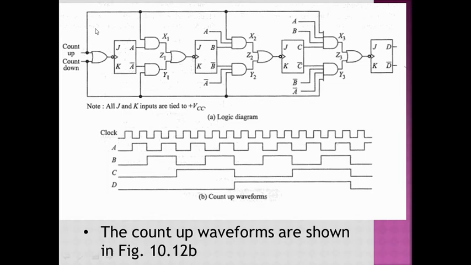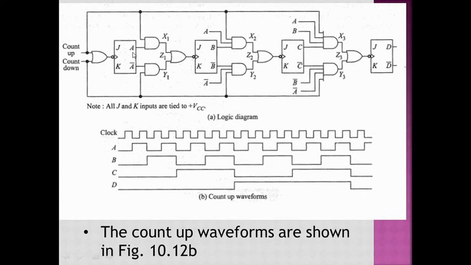Count up line is already ground. So the clock pulse cannot pass from X1, X2, X3. X1, X2 and X3 are going to be disabled. The only way the clock pulse can pass is through Y1, Y2 and Y3, because these gates can be enabled. The clock pulse can steer through Y1 to flip-flop B, Y2 to flip-flop C and Y3 to flip-flop D. Let us see how.